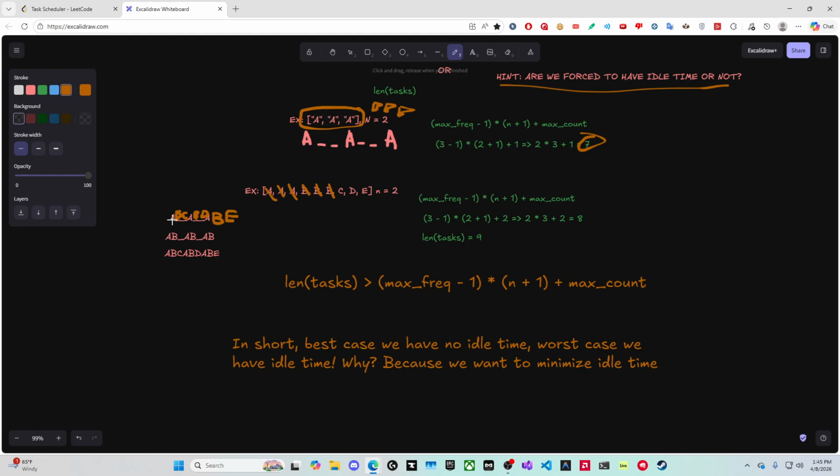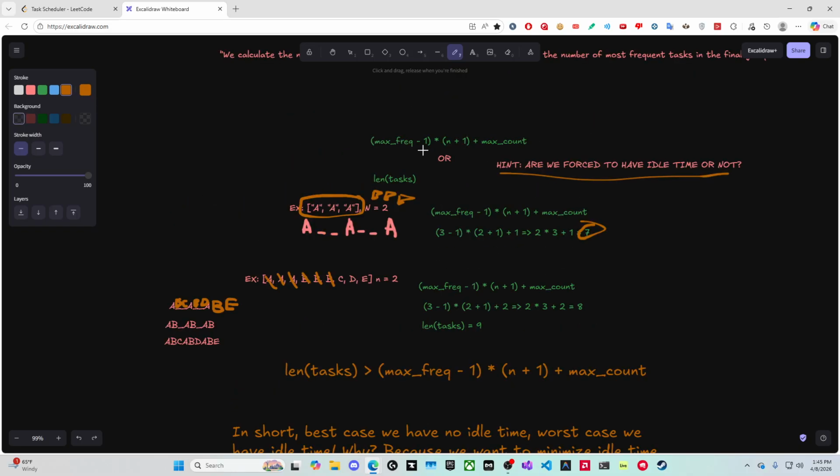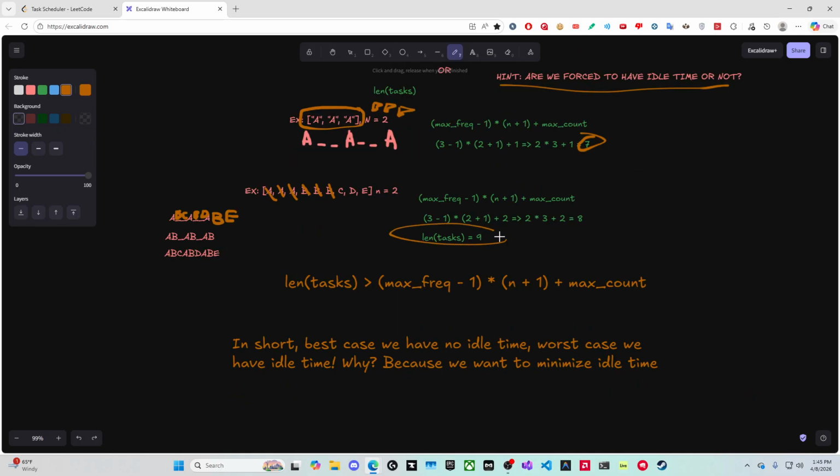Okay, now let's count this out. 1, 2, 3, 4, 5, 6, 7, 8, 9. The correct answer is actually 9. It is not 8, right? So you'll see this formula actually does work, but it won't work in cases where we basically don't have idle time, right? The length of task is actually what gives you the right time in these circumstances.